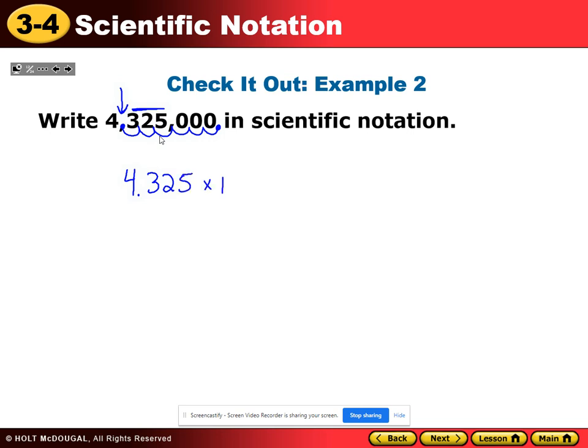times 10. How do I get the number that is my exponent? Oh yeah, 1 loop, 2 loops, 3 loops, 4 loops, 5 loops, 6. I moved it 6 spots. 10 to the 6th. 10 to the 6th is 1 million. If I take 1 million, which is 10 to the 6th, times 4.235, I go back to this.